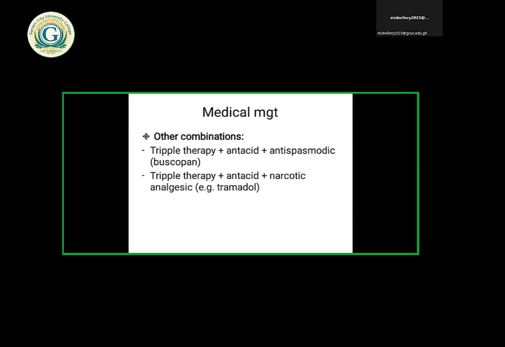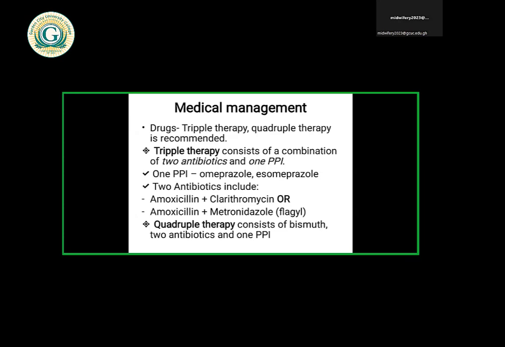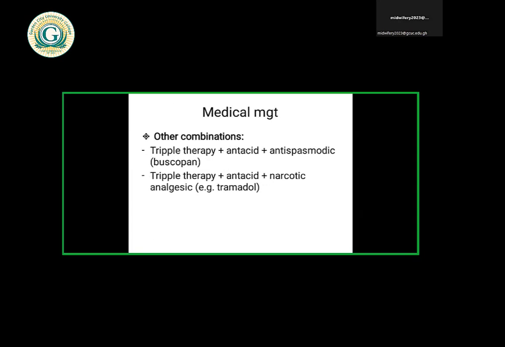And I shared that the 2 antibiotics include amoxicillin plus Flagyl, first line. If it doesn't work, amoxicillin plus clarithromycin. Apart from that, there are other combinations. They include triple therapy plus antacid plus antispasmodic. That is Buscopan. Sometimes when there are a lot of abdominal cramps, we add it so that it becomes quadruple therapy plus Buscopan. When they come in so severe, especially the students.